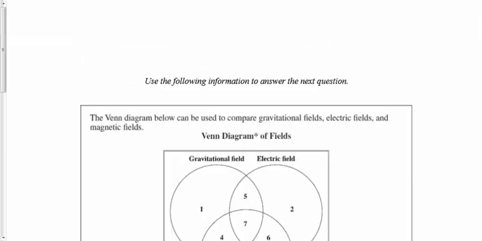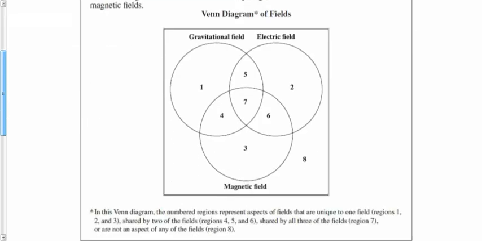And the last question has a Venn diagram that you've never seen. That's fine. That happens. As long as we know what a Venn diagram is, right? It shows things that are the same and things that are different about different things. We have three things here that we're comparing: a gravitational field, an electric field, and a magnetic field. Where two of them overlap, the properties within the overlapping area are in common with those two fields. Where three of them overlap, whatever properties are inside that overlap are common to all three of the fields, and so on.